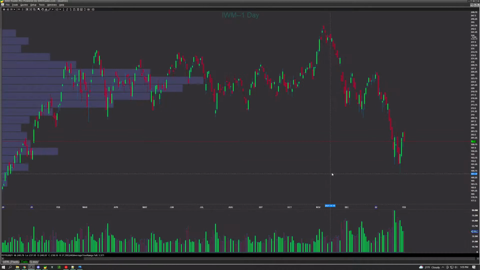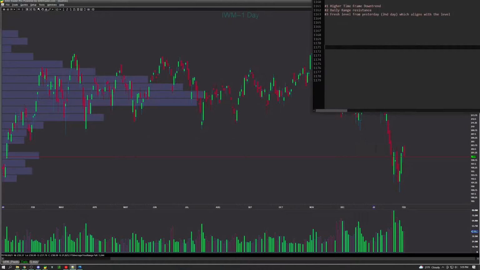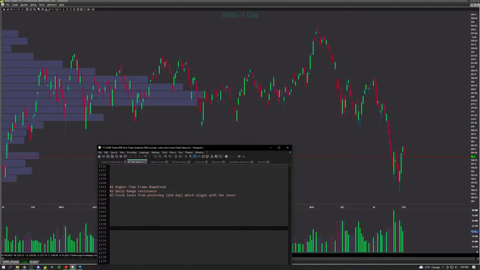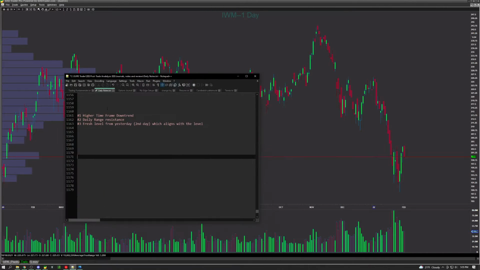So IWM. Basically, there's three components: the time frames, right? We have the larger time frame, the medium time frame, and then the intraday, last day or two intraday levels time frame. In this case, all three time frames aligned. So here are the three. Number one is the higher time frame downtrend.